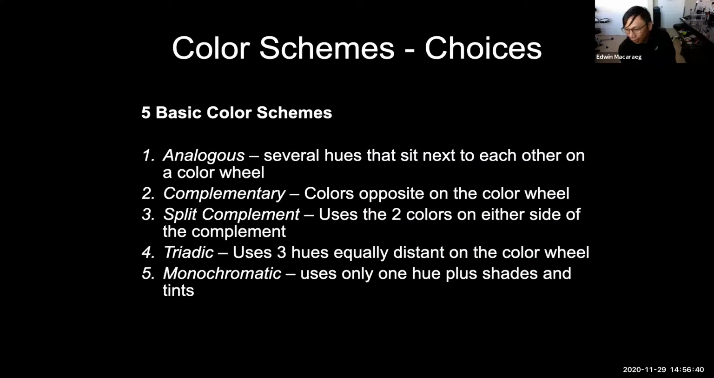So here are the 5 basic color schemes: analogous. The several hues are right next to each other on the color wheel. There are also these complementary colors where they are opposites on the color wheel. So yellow and violet are opposite of each other. Blue and orange are opposites of each other. And then there's also a split complement, which uses the 2 colors on either side of the complement. So that's a little bit more tricky.